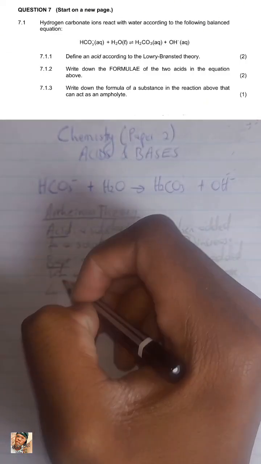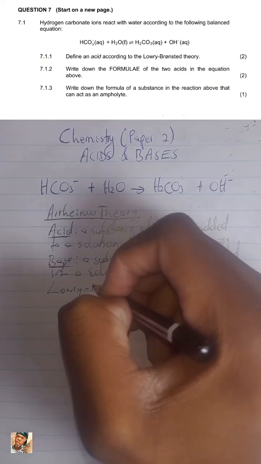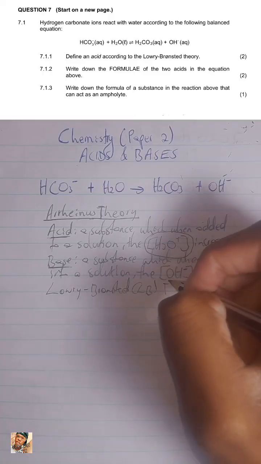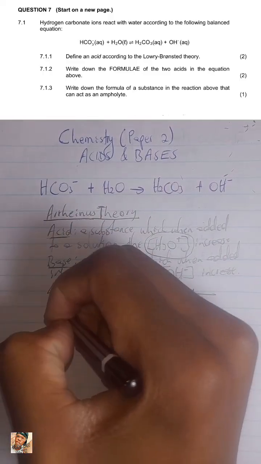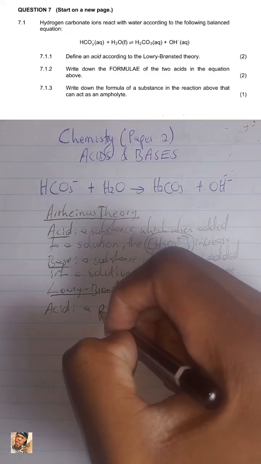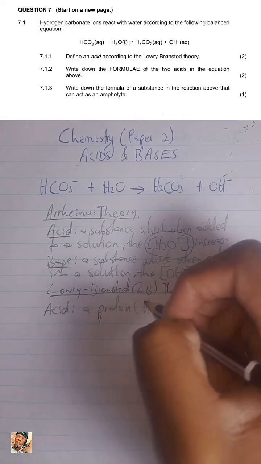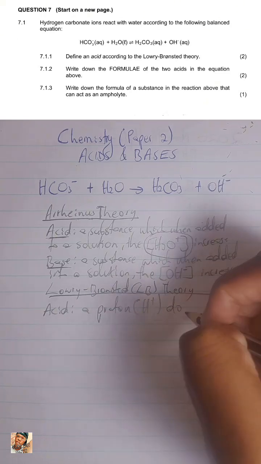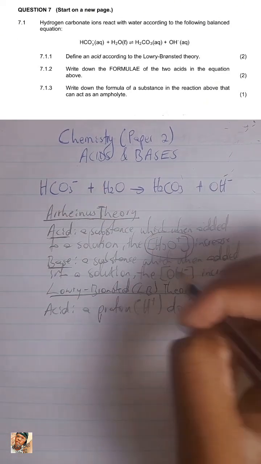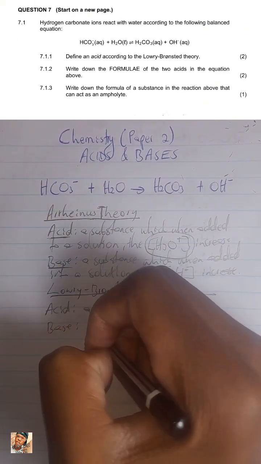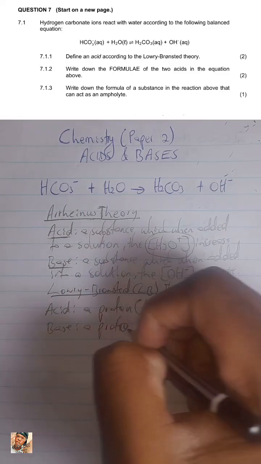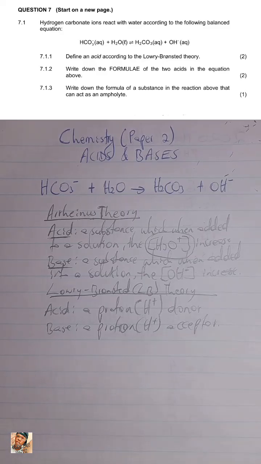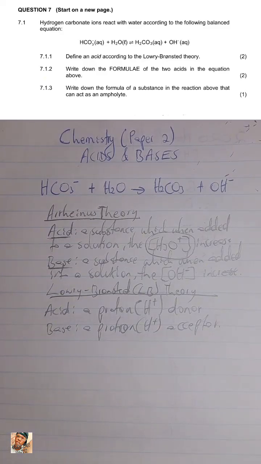Now, according to LB theory, which is Lowry-Bronsted, which I call LB theory. According to Lowry-Bronsted theory, an acid is a proton, which is a hydrogen ion, donor. So it donates a proton, and a base is a proton acceptor. So this is information that you already know. I was just trying to make sure that you remember this information, right?